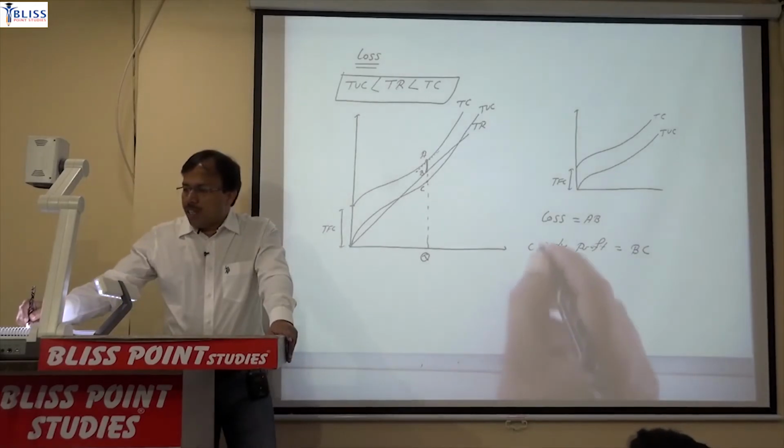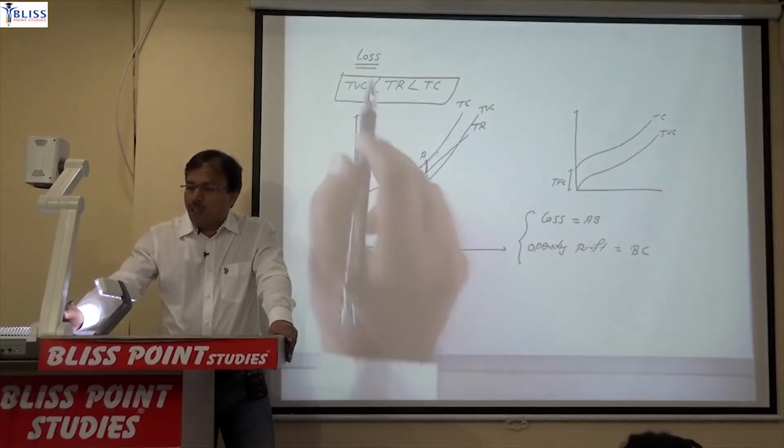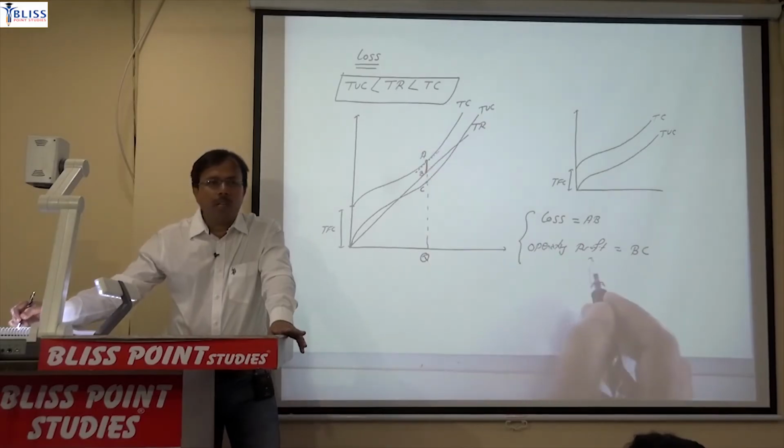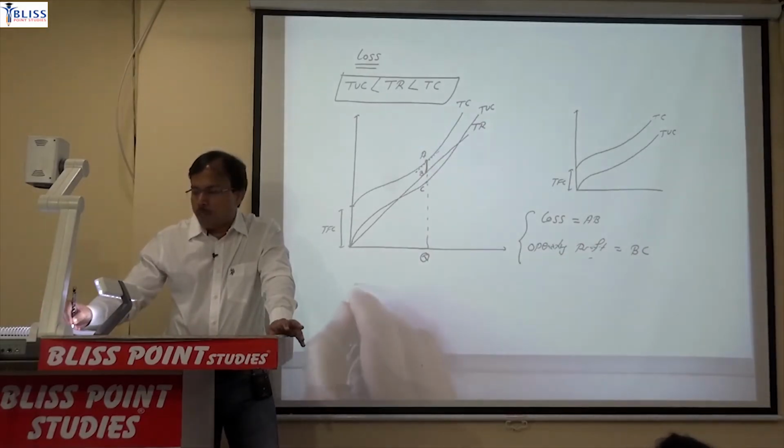So this diagram is basically representing loss, but within loss the firm is operating because it is having operating profit. Explain that part.